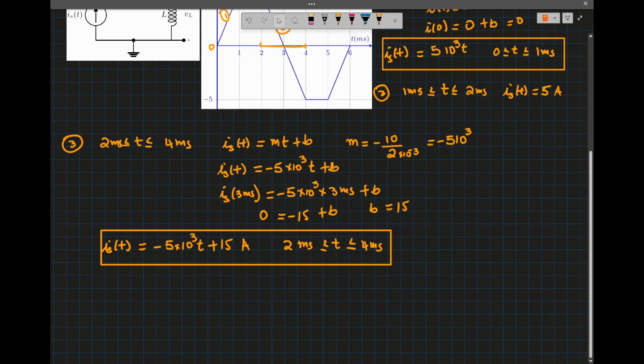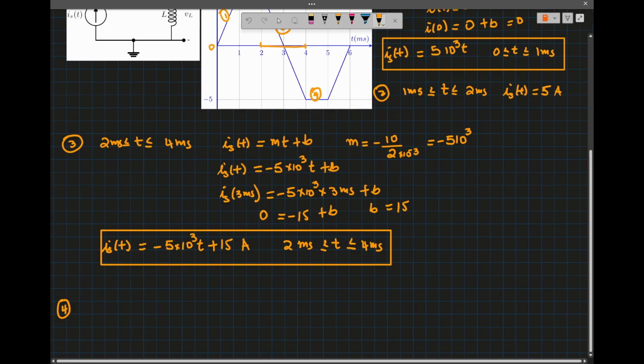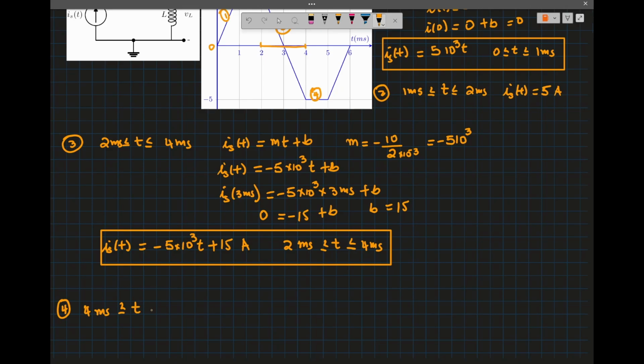So now for section 4, that is between 4 milliseconds less than or equal to t less than or equal to 5 milliseconds, i of t is equal to -5 amps.